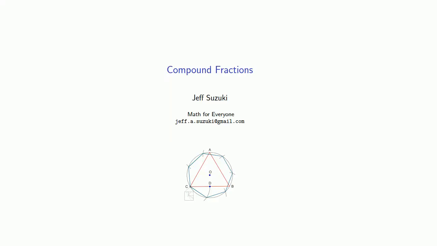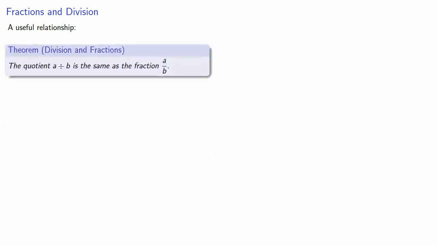Now we've talked about addition, subtraction, and multiplication of fractions. We'll talk about division of fractions, but let's talk about it as a broader issue of what are called compound fractions. And compound fractions are based on the following useful relationship. The quotient A divided by B is the same as the fraction A over B. And what that means is that anytime you have a fraction, you can treat it as a division problem. And anytime you have a division problem, you can treat it as a fraction.